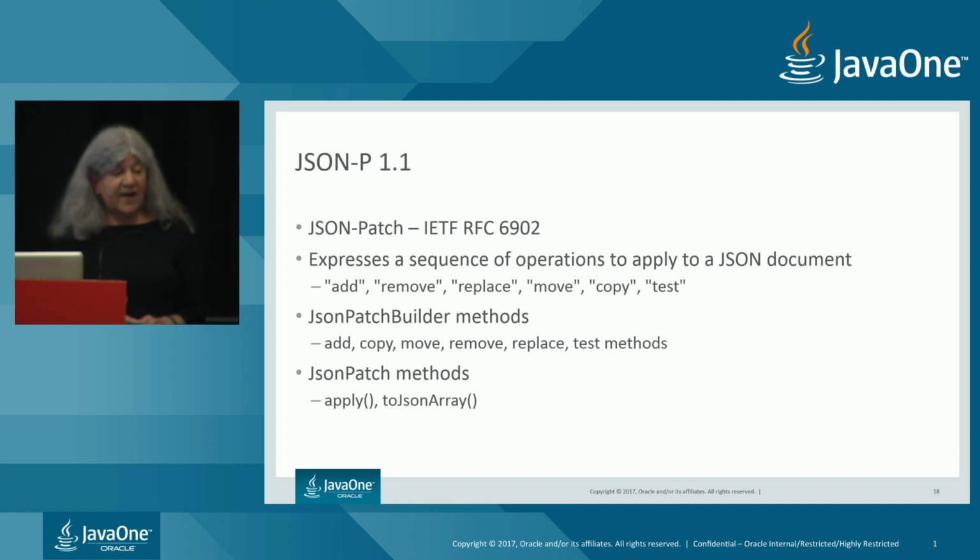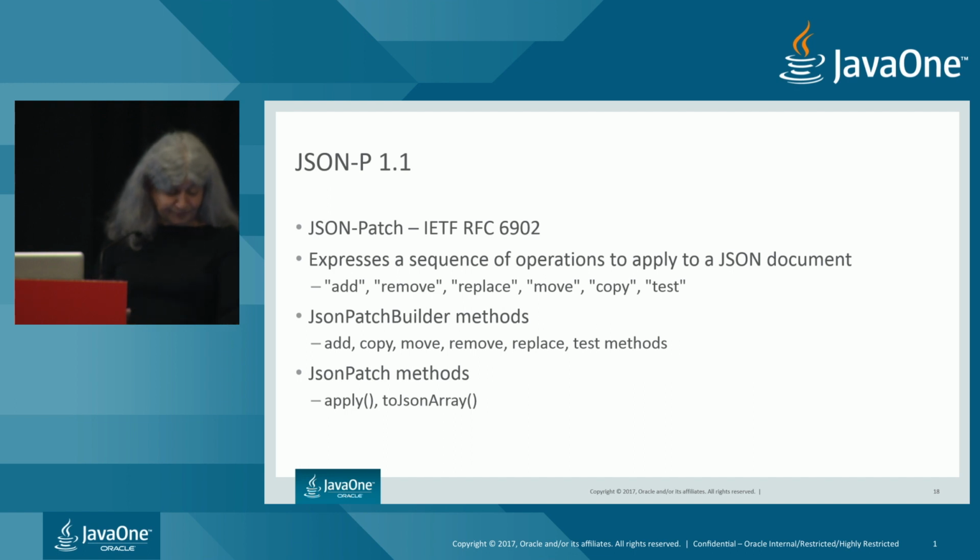JSON Patch. A patch is itself a JSON document, and it expresses a sequence of operations that you apply to a target document. The IETF defines the exact set of these operations, namely operations to add, remove, replace, move, or copy. So what you do is use the JSON Patch Builder methods to construct the patch, and then you apply it to the document with the apply method. The toJsonArray method allows you to convert your patch.